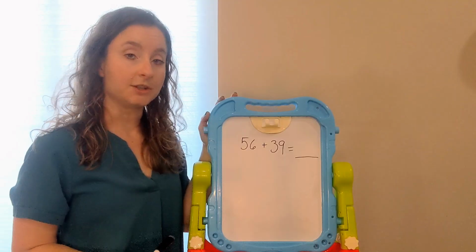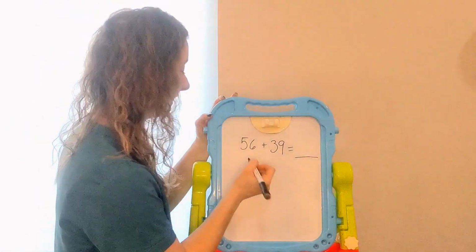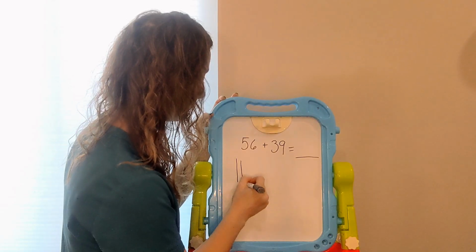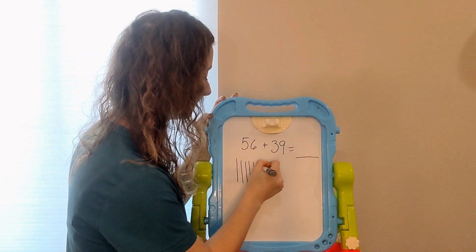The first thing we need to do is represent our first addend using tens and ones. So I have 5 tens and 6 ones.